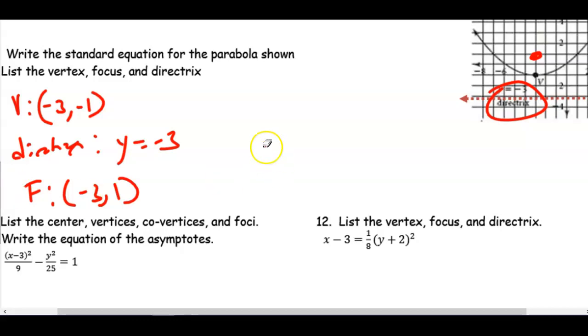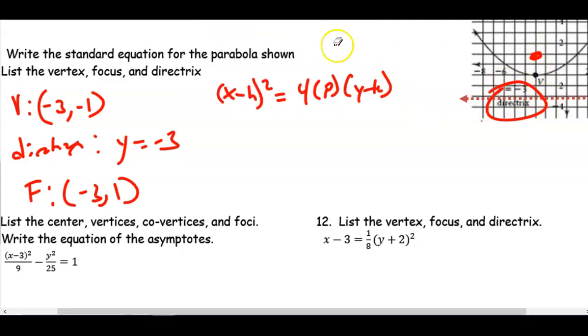Oh, write the standard equation. Forgot to do that part. So it opens up. So (x minus 8) squared equals 4p times (y minus k). If you look, p is 2. See, 1, 2. So p is 2. So (x plus 3) squared equals 4 times 2 times (y plus 1).